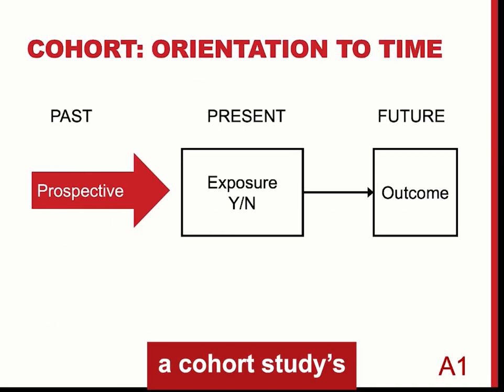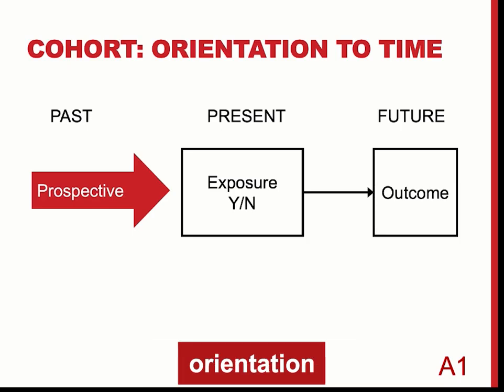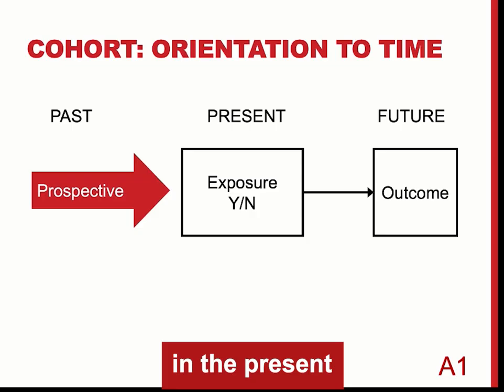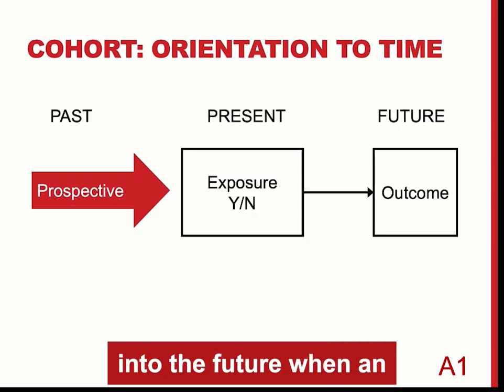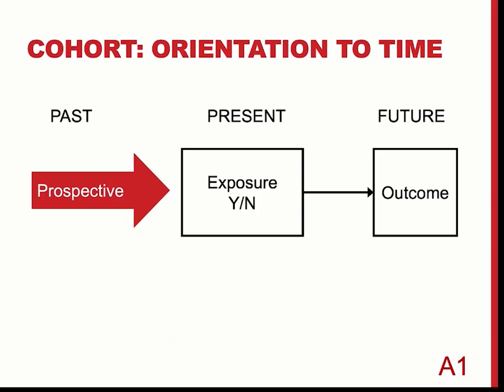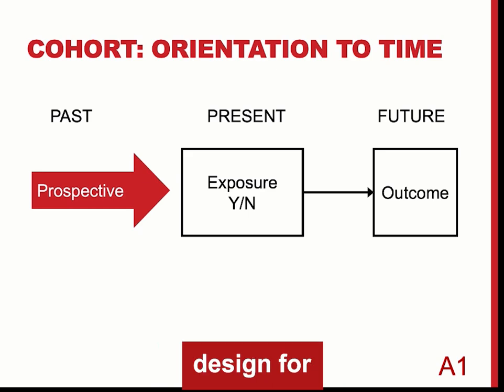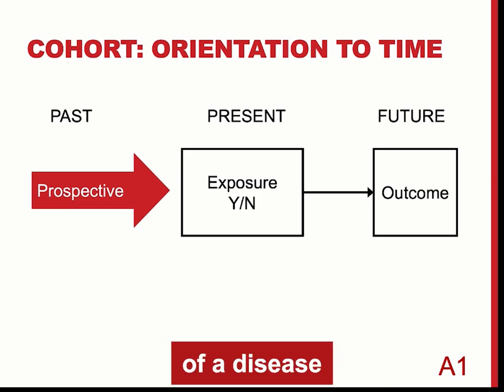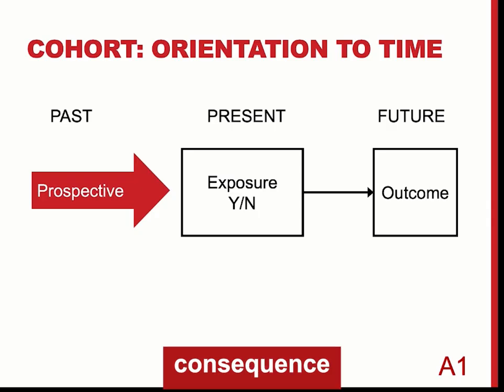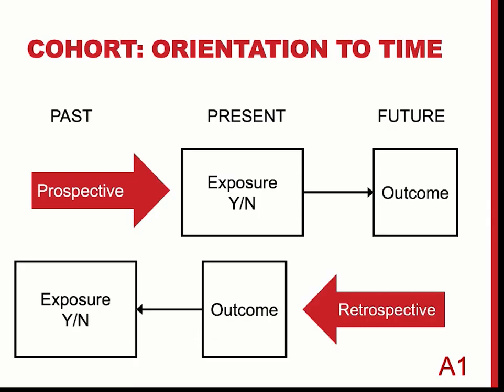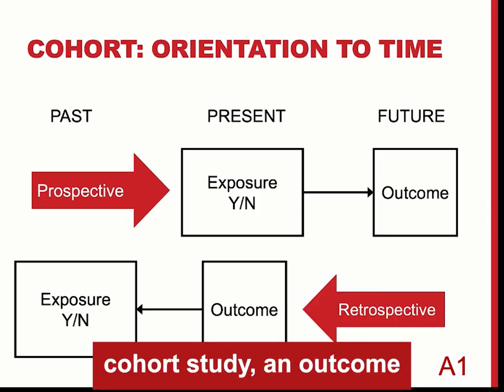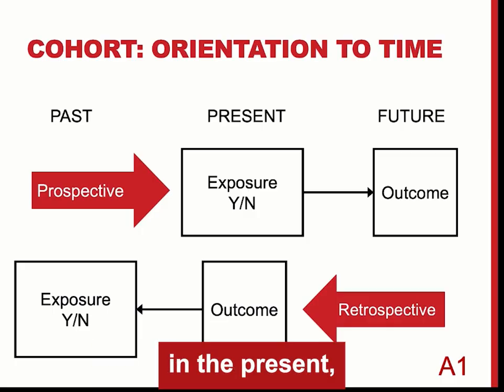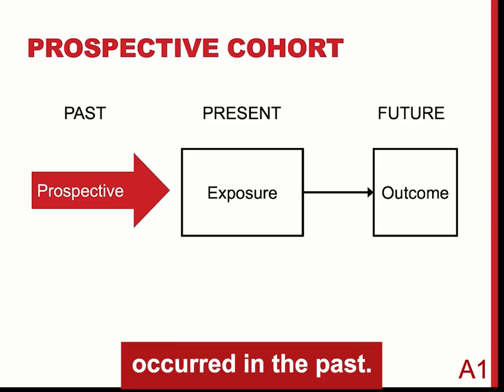This slide illustrates a cohort study's orientation in time. In a prospective cohort study, an exposure is measured in the present, and patients are followed into the future when an outcome is measured. This is the typical design for prognosis studies, in which the exposure is a prognostic factor of a disease and the outcome is a disease consequence, such as mortality. In a retrospective cohort study, an outcome is measured in the present, and an assessment is made to determine if the exposure occurred in the past.